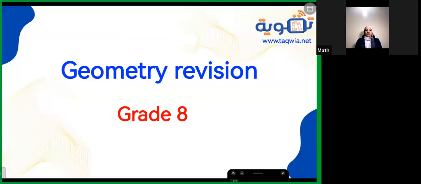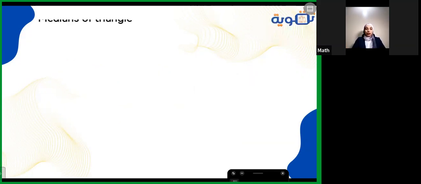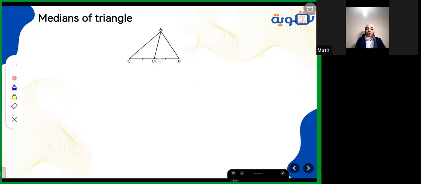Today, inshallah, we are going to study geometry revision about the first curriculum of the first term. So first of all, we need to talk about the medians of the triangle. If you remember, when we talked about the median, we said that the line segment joining the vertex in the triangle and the midpoint of the opposite side, we call it a median.